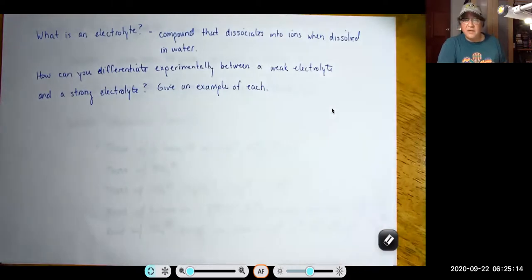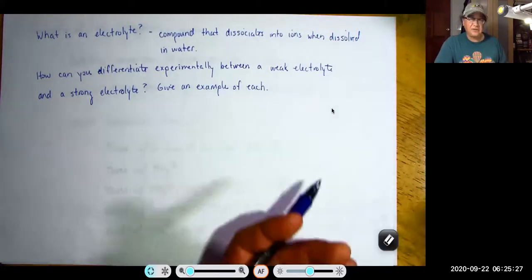And you probably have heard of electrolytes. They're very important for people. When you sweat, you lose a lot of electrolytes, and those electrolytes are essential in your health. And so that's why they invent drinks that replace those electrolytes.